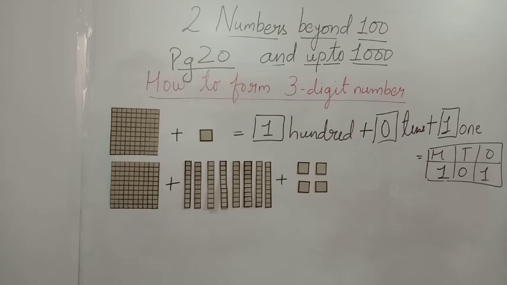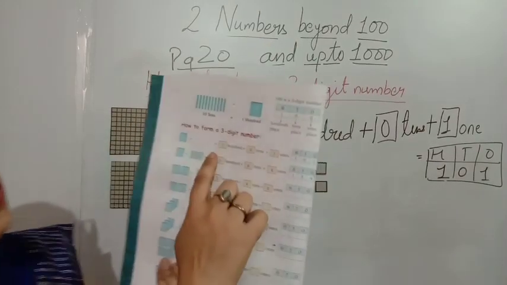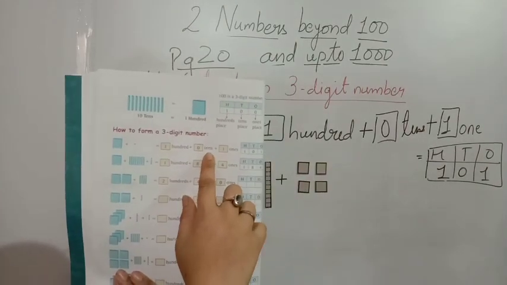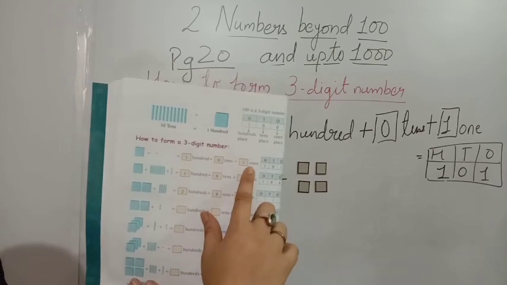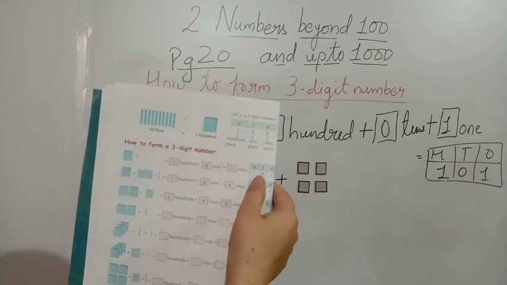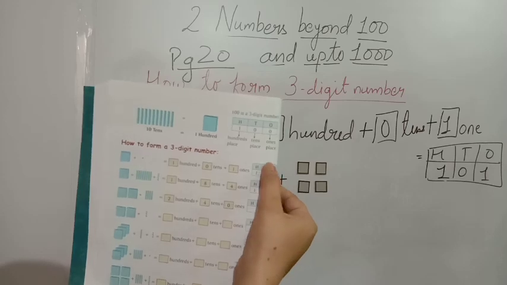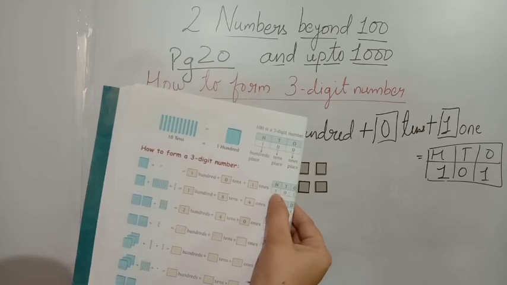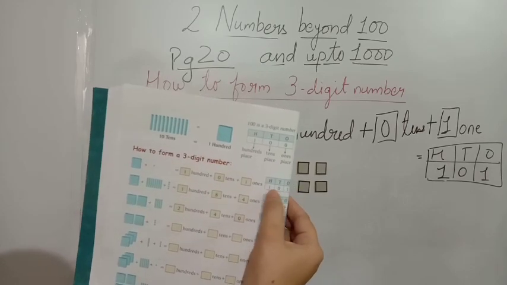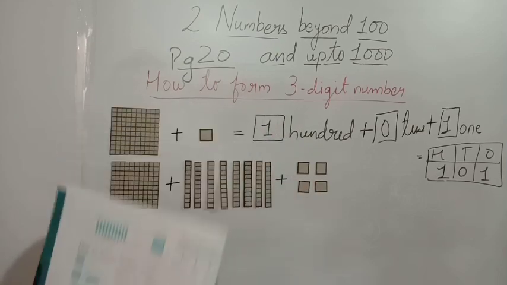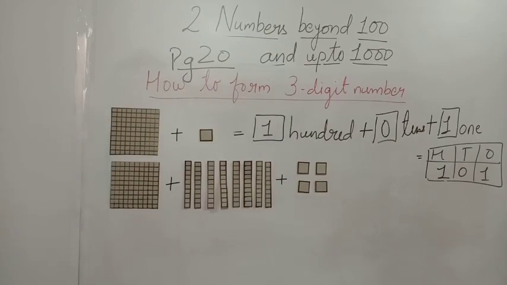Clear? In the book also, 100. Tens place is 0 and here it is 1. 1 0 1. See how the number is formed. Ones place 1, tens place 0, hundreds place is 1. So the number is 101. Now the next number.